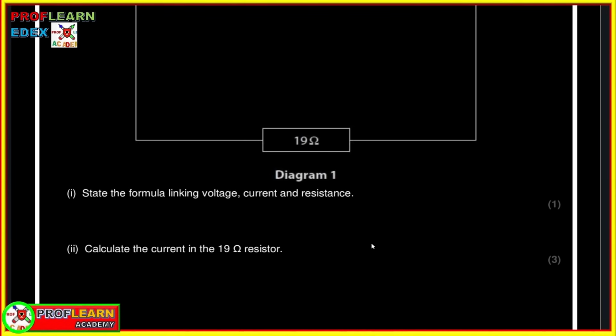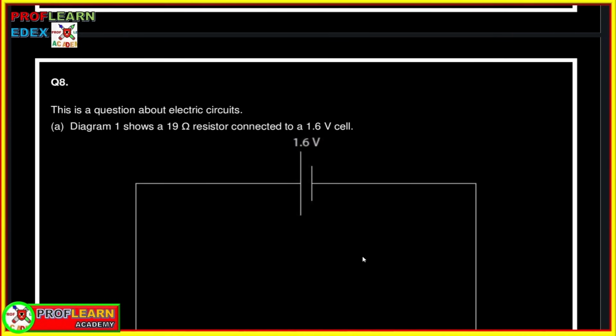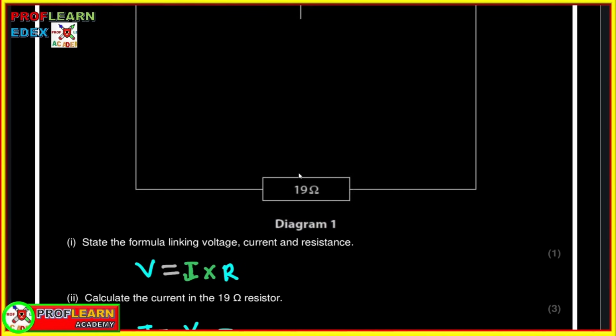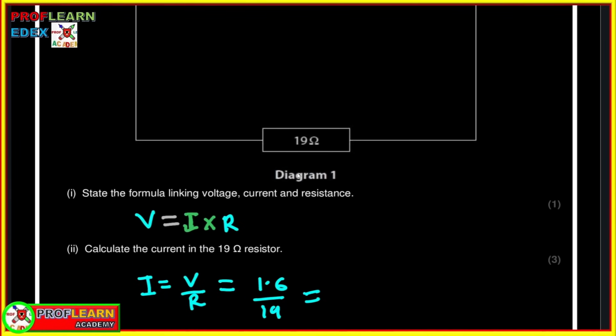We are told to state the formula linking voltage, current, and resistance. So we're going to first say that voltage is equal to current times resistance. We are supposed to calculate the current in the 19 ohm resistor. So we know the voltage, we know the resistance. Then in order to work out the current, we are going to rearrange the formula. So this is 1.6 divided by 19, which is going to translate to 0.8 watts.